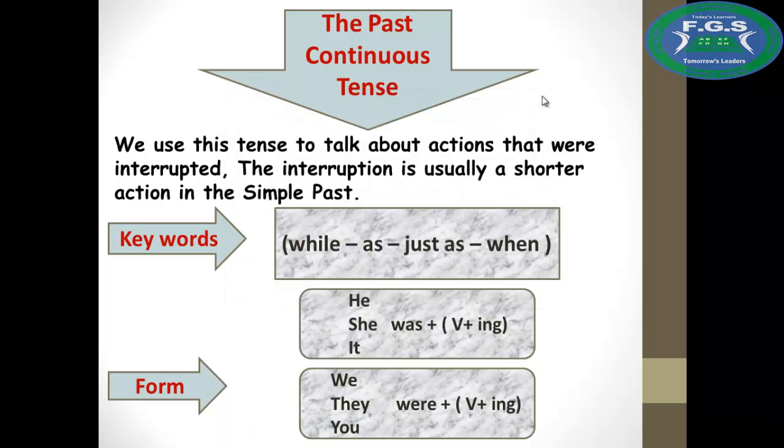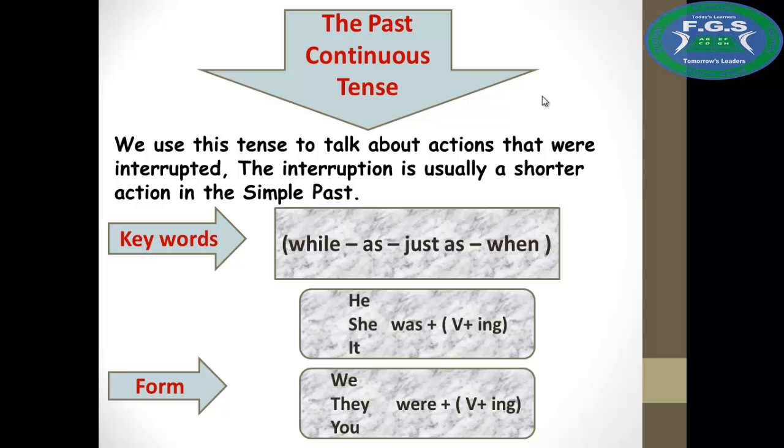Then we have the past continuous tense. We use this tense to talk about actions that were interrupted. The interruption is usually a shorter action in the simple past. So the key words we have while, as, just as, and when.